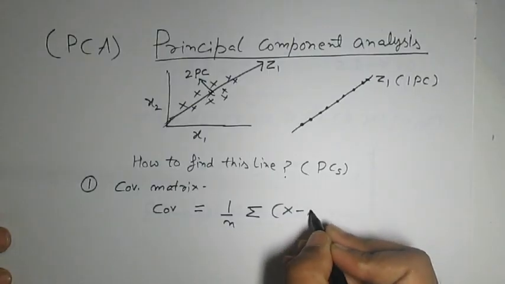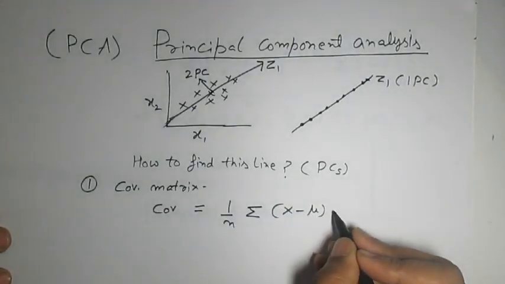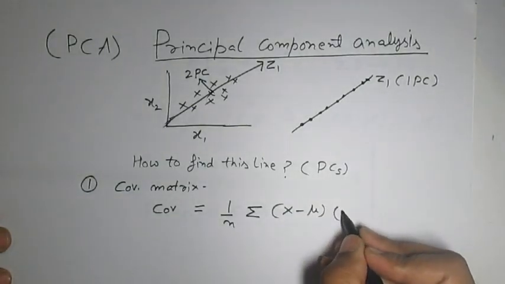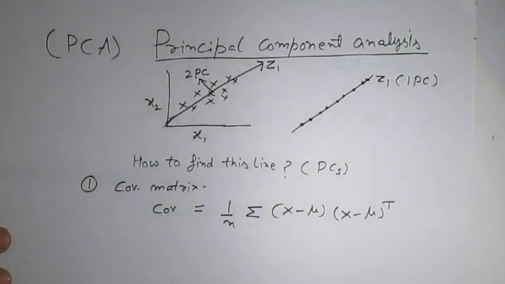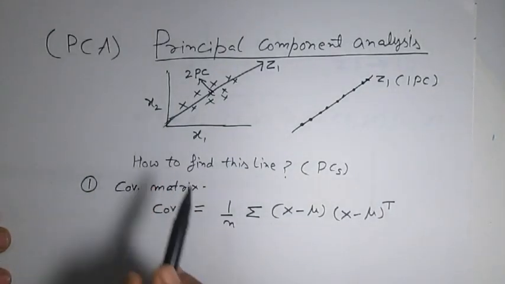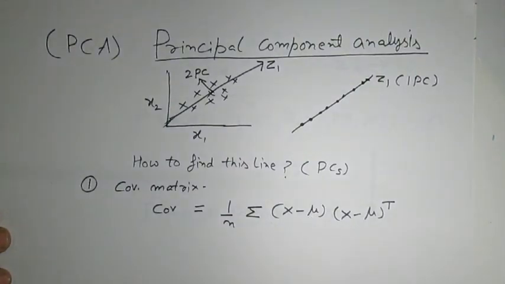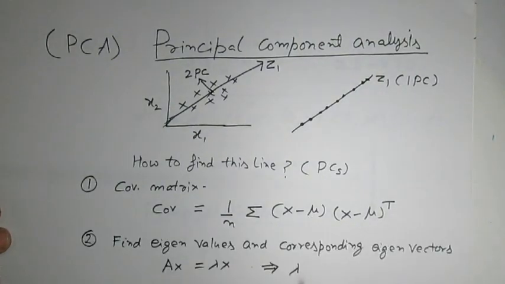X minus mu, X minus mu transpose, where X is a feature vector which is two-dimensional in this case, and mu is the average. Two lambda values, lambda 1 and lambda 2. Corresponding to these two lambdas, we can calculate two eigenvectors.